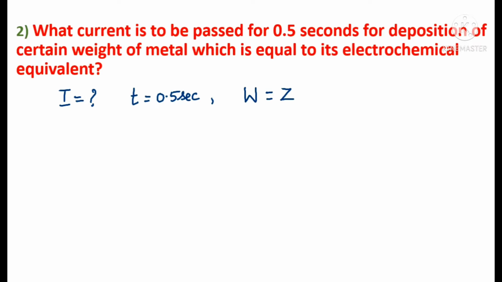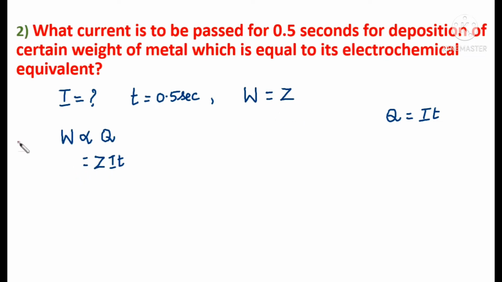See, here in this problem we shall make use of Faraday's first law. What does Faraday's first law state? The amount of substance getting deposited on an electrode will be proportional to the amount of electric charge passed, that is Q. What is Q? Q is nothing but I into T, current in amperes into time. When you change this proportionality sign to an equal sign, you include a constant, the electrochemical equivalent Z, so W equals Z into I into T. Already in the problem it's given that the weight of the metal is equal to the electrochemical equivalent. W is equal to Z.